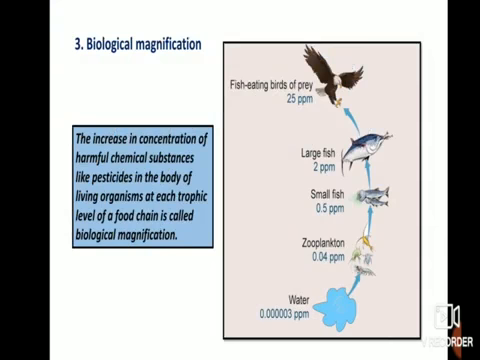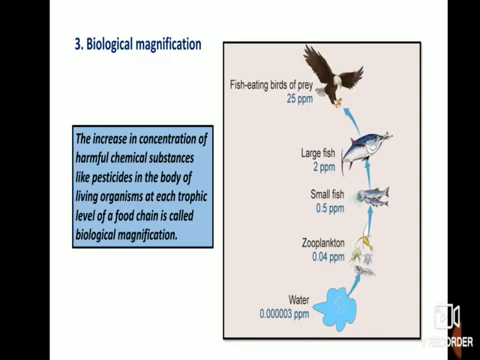Next is biological magnification. Pesticides and insecticides like DDT are poisonous chemical substances which are used in large quantities to kill pests and protect the plants from diseases. Now, excess of pesticides find their way to water bodies. The pesticides enter the food chain at producer level, that is, plant level, and get accumulated in the body of organisms in increasing concentration along the food chain.